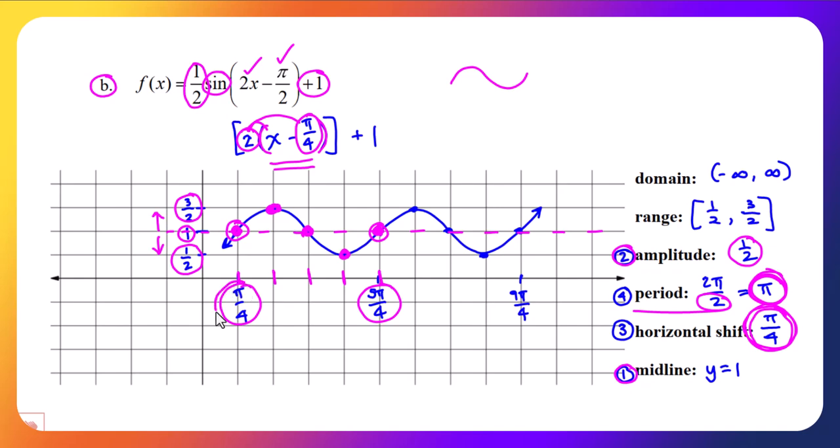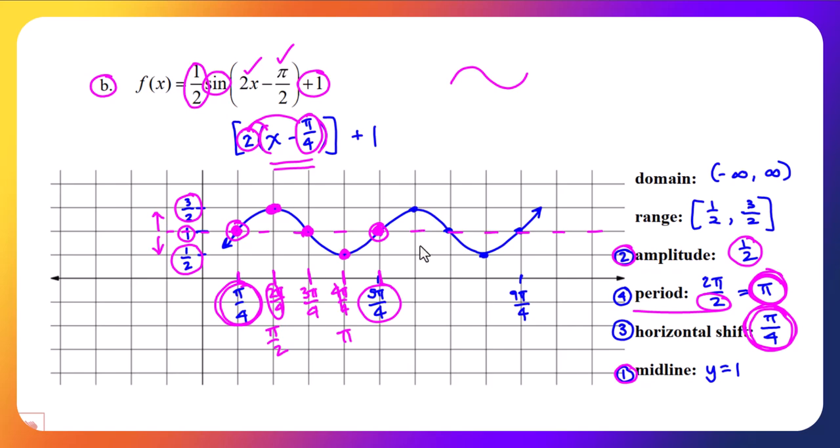Well, this is 1 pi over 4. This is 2 pi over 4. But do you see a half here? So it's pi over 2. 3 pi over 4. 4 pi over 4. But do you see 1 or pi?